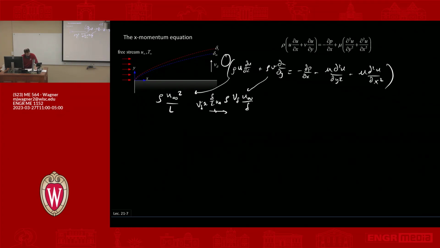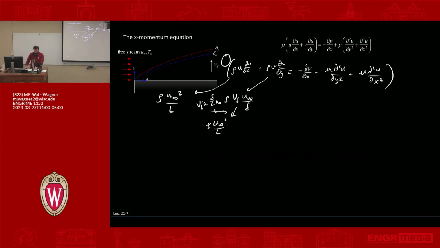So plugging that in here, then we would get rho u infinity squared over L. I wrote it sloppy, but taking this, plugging it in here for v sub delta, that gives us this relationship. So okay, this tells us first term, second term, order of magnitude are the same. So far we can't throw anything away.